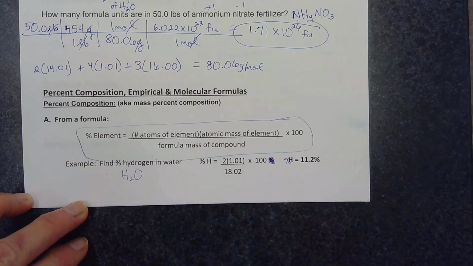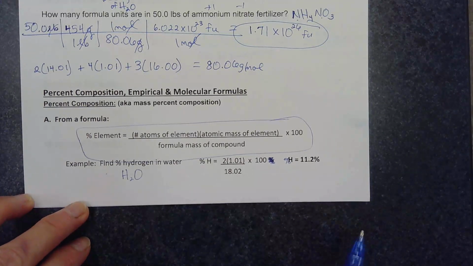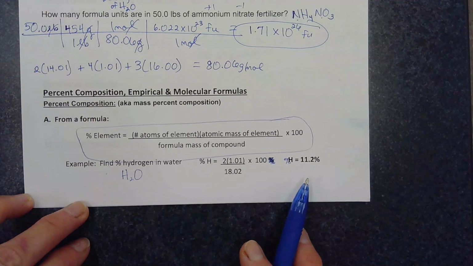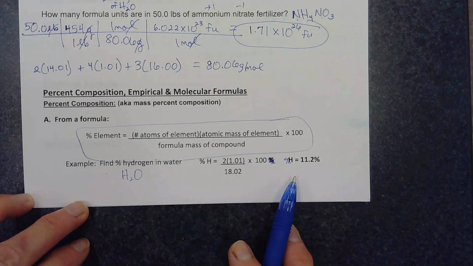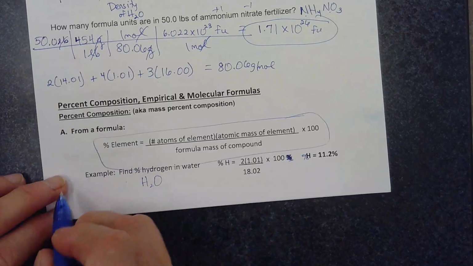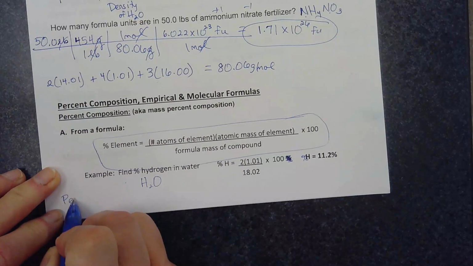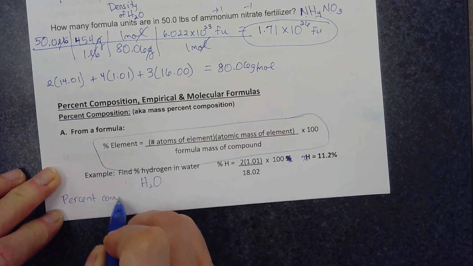Do that. Plug it in your calculator. And use proper significant figures. So 1.01 is 3 significant digits. So do you get 11.2%? So 11.2% hydrogen.